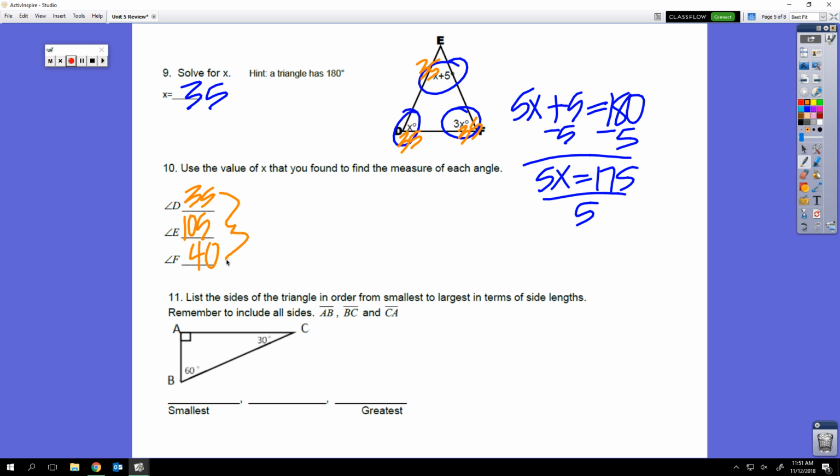Number 11, list the sides of the triangle in order from smallest to largest in terms of side lengths. Remember to include all sides. Okay, so right now we have 3 angles. So I have the 90 degrees, 60 degrees, 30 degrees. So the smallest side is going to be across your smallest angle. So that's going to be AB. The next smallest angle is the 60, and the side across from that is AC. And the biggest angle is 90. The side across from that is BC.